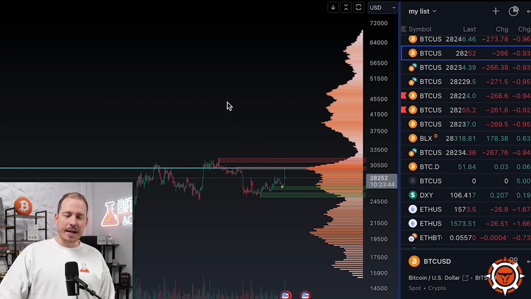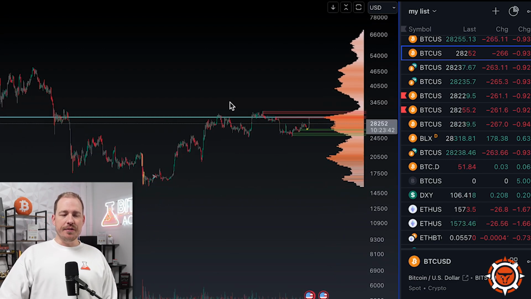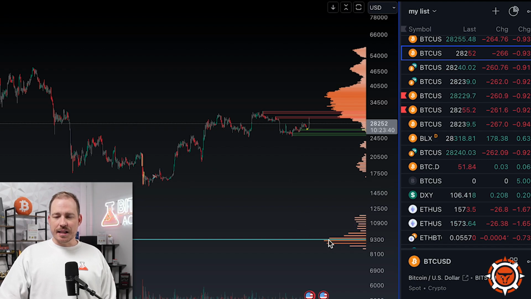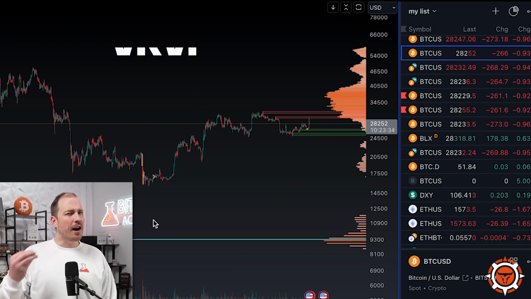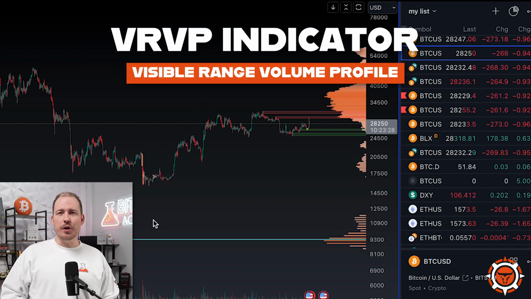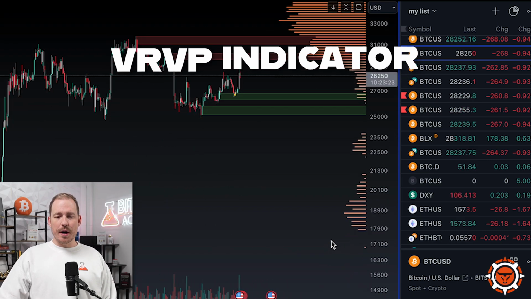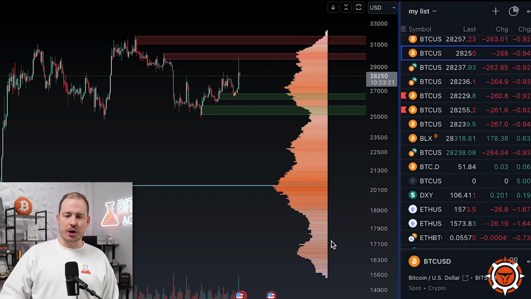In addition to that, if we move this around, give it a second to load, we can see that this point of control moves based on the visible range, meaning whatever is on this chart. That's the VRVP, or visible range volume profile. We can see this moves and gives us that data point. Where is the highest level of interest on the chart we're looking at?